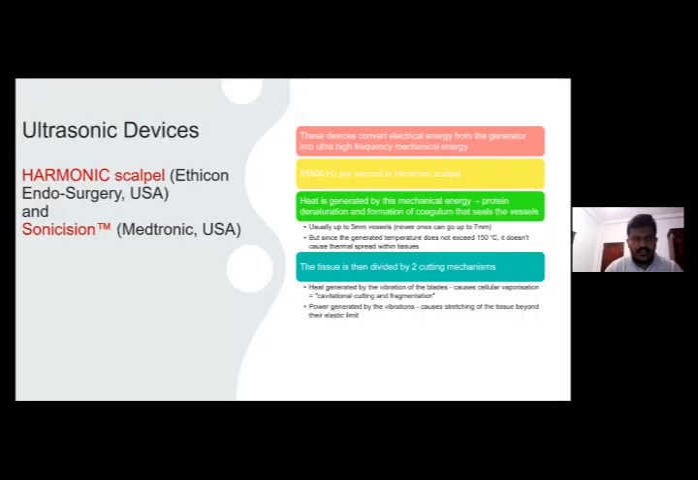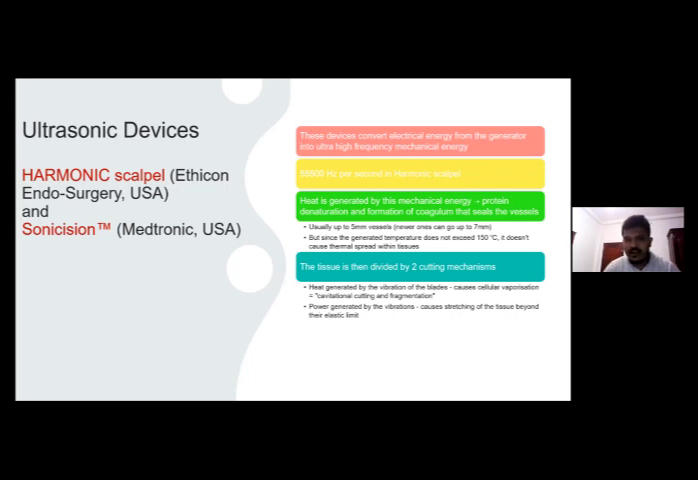Moving into the ultrasonic devices, the common one we use is the harmonic scalpel, and apart from that, the Sonicision also we have commonly encountered. So here, those devices use electrical energy, which is transformed into ultra high frequency mechanical energy. So heat is usually generated by the mechanical energy, causing denaturation and the formation of coagulum. Initially those devices were able to seal blood vessels up to about 5 millimeter in size, but now newer devices also can go up to 7 millimeter size blood vessels.